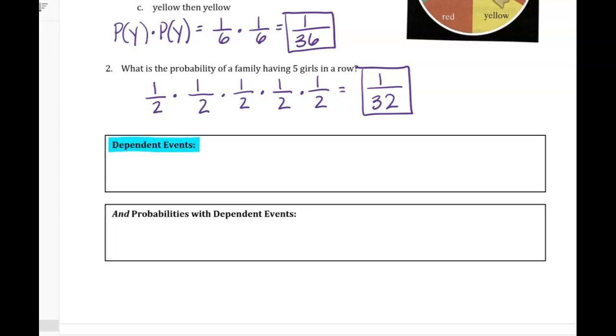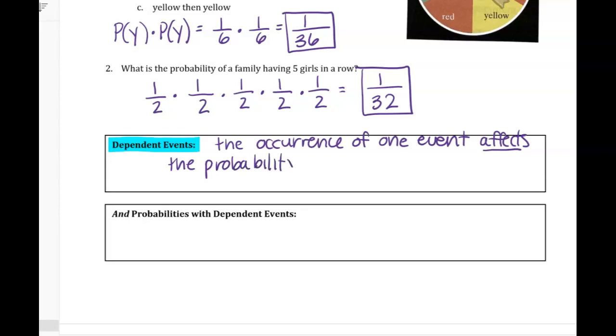Dependent events. This is where the occurrence of one event affects, so this does affect the probability of the other event.